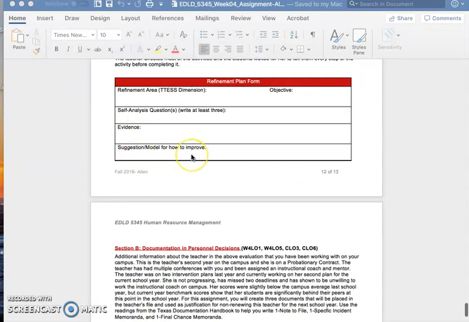Then how are you going to suggest or model for them to improve? So you've got to come up, if you've found a refinement plan and you find that they need to work on it, then you're going to have to tell them or model for them how you want them to improve and what your expectations are. So that's what you're going to put there.